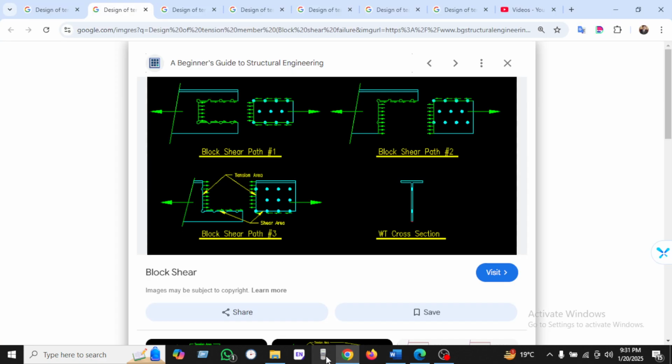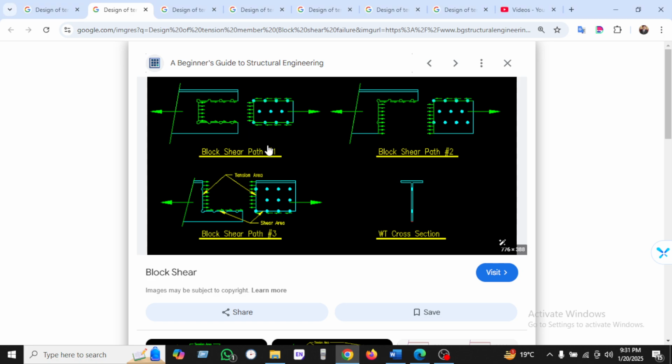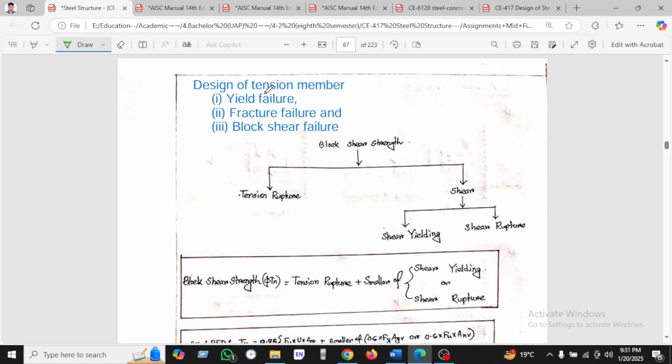Okay, let's start. Before starting, I want to say what block shear failure is. If you see this diagram, there is a tension member design. I've already mentioned the tension member. It could be a beam, it could be a sag rod, and so many things. I have been giving the yield failure and fracture failure. Now today I'll discuss block shear.